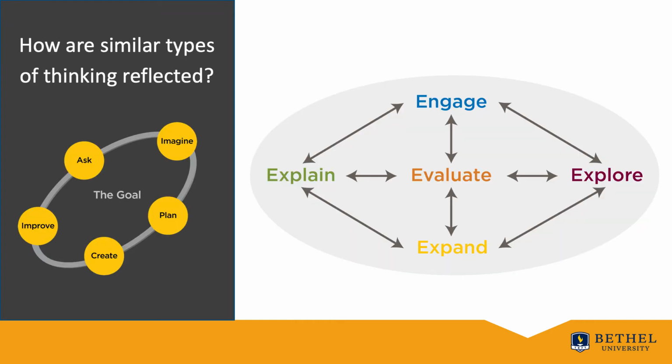So here are the 5 E's and how similar types of thinking are reflected. So some of the things you want to look at here is we have ask, imagine, plan, create, improve. And so this is in a circle because that's something that we would continually do through processes and iterations and innovations. So really, if you look at innovation, it goes through a process like this where you ask questions, you imagine, you plan, you create a prototype, then you improve on that prototype. And you just kind of keep going through that process.